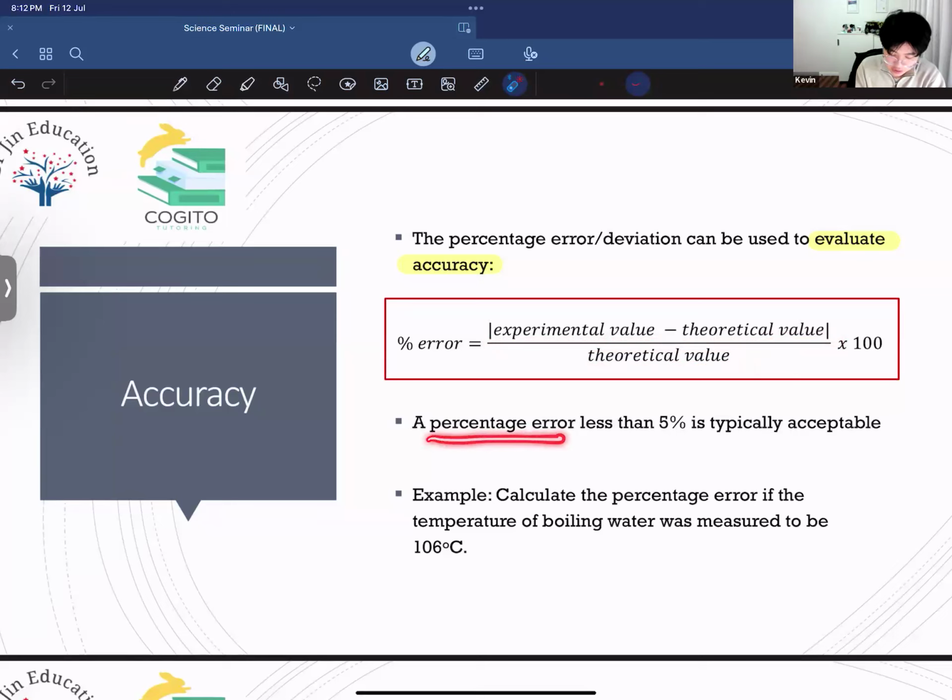A percentage error less than 5% is typically acceptable. So it's typically all right if it's less than 5%. Anything more than 5%, not good.